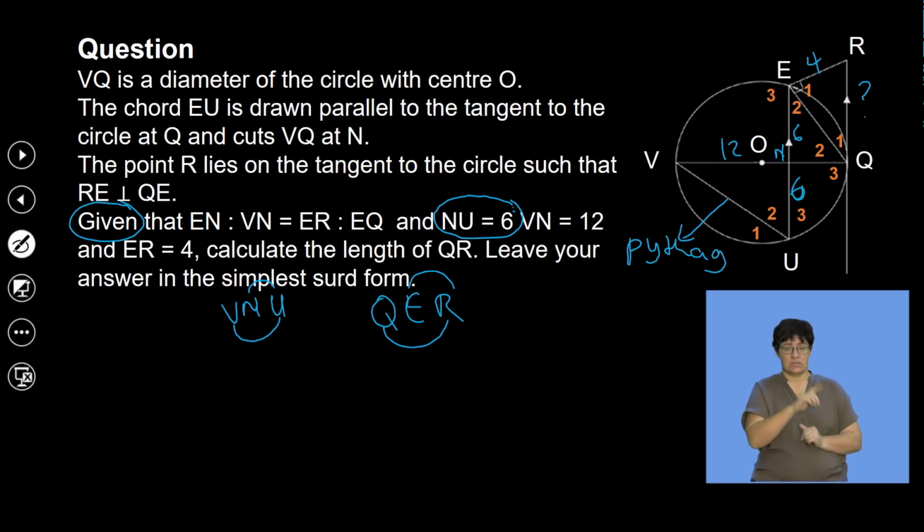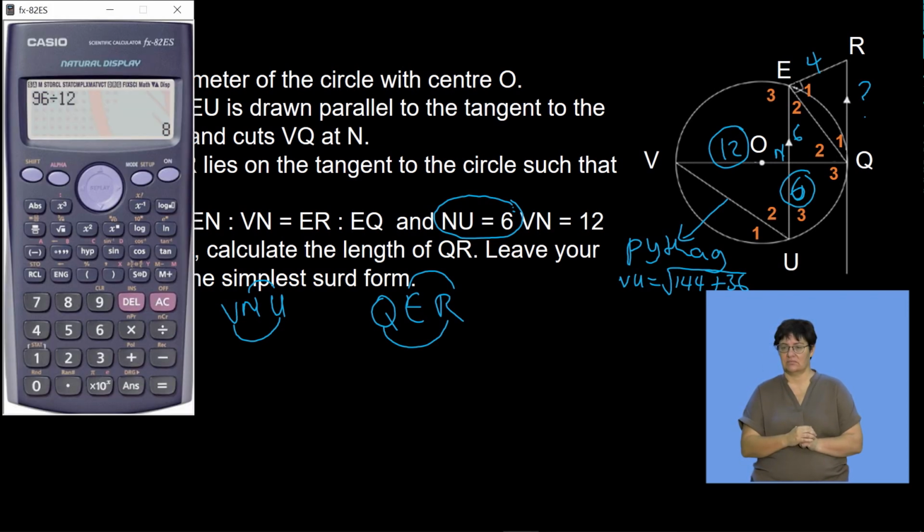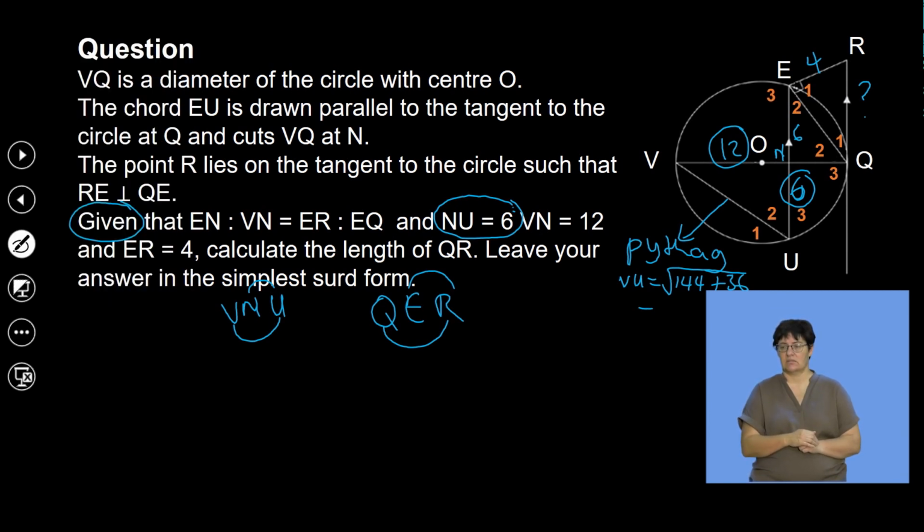VU is actually going to be equal to the square root of 144 plus 36. Someone might ask, where does the 144 come from? It's the 12 squared. The 36 is the 6 squared. So let me quickly press that on my calculator. The square root of 144 plus 36 will give me 6 root 5. So already this is 6 root 5. Now I have all the information that I need.